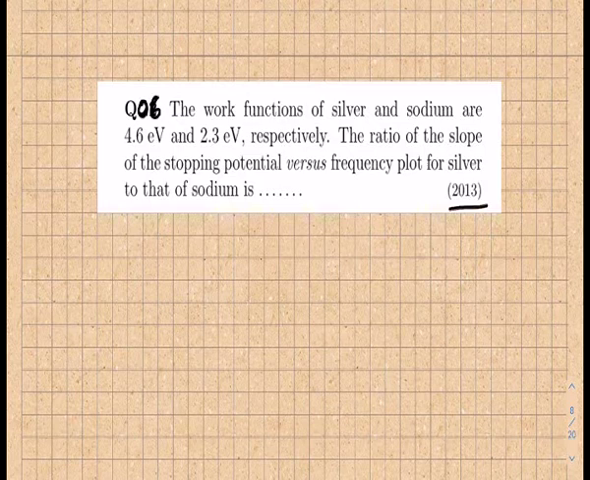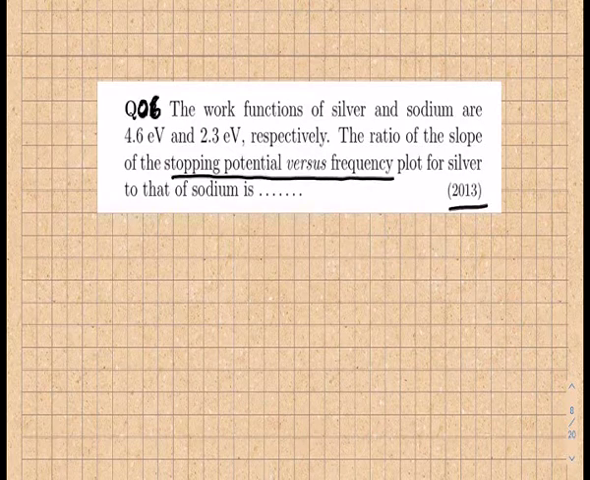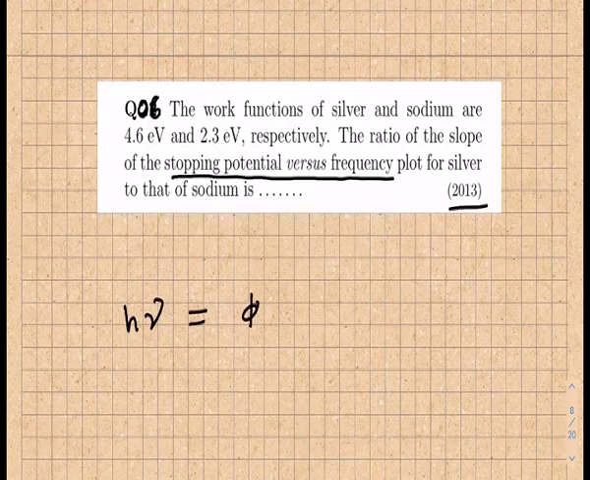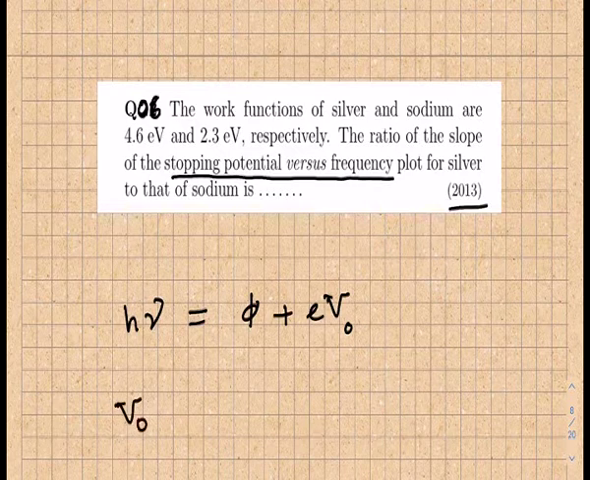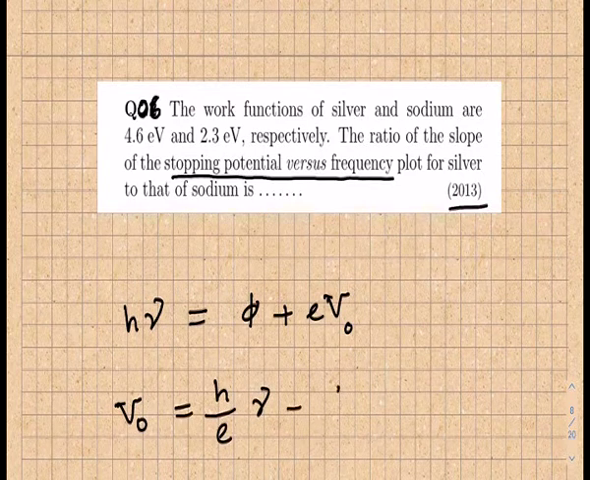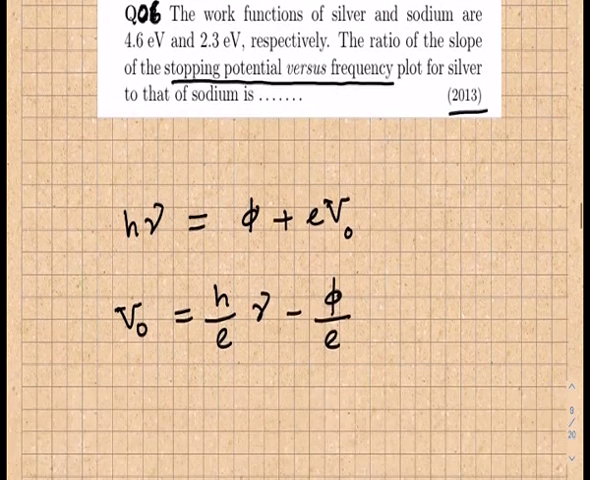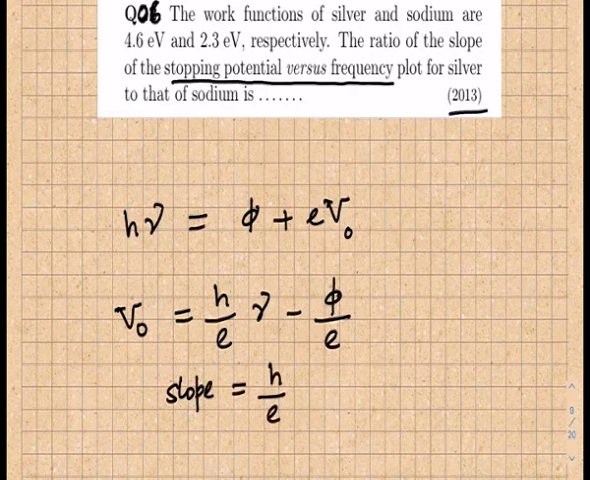Okay, how to do it? Now here you are asked stopping potential versus frequency, not wavelength. So again, go to the basics. The formula is photon energy equals work function plus eV0. So if I take stopping potential versus frequency, let me write V0 is equal to h by e times nu minus phi by e. So here the slope is obviously h by e.